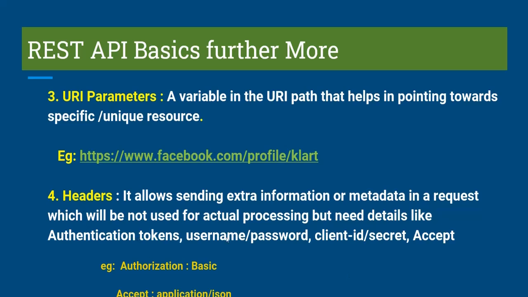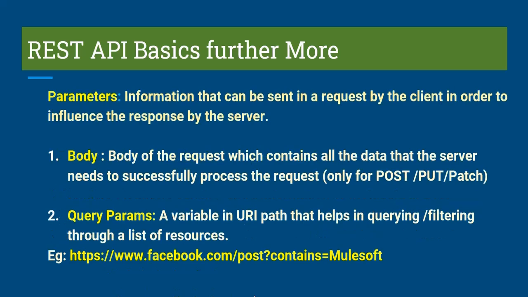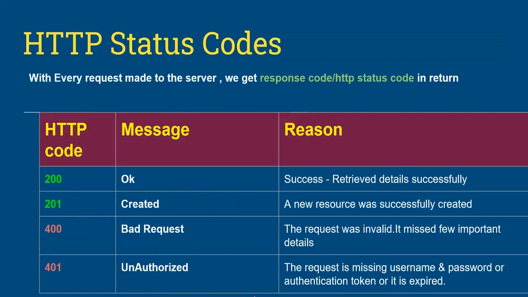Usually the details we send in the header part are authentication tokens, username, password, client ID, secret, accept header, like that. Here these are just examples of headers. Authorization equal to basic means your API is following basic authentication, so you need to send username and password. Another header is accept application/JSON. It means your API will accept JSON data, and then your API will send back the data in JSON format. Likewise, we are going to send different details in the REST API.